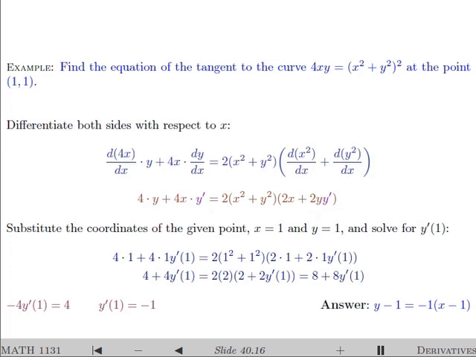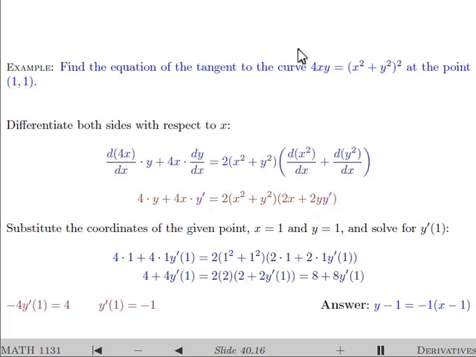I will use this example, which we did last time, to illustrate a special case of the implicit function theorem, which is what we need in the one variable case to figure out what implicit differentiation really does. So in this example, we had an equation 4xy equals (x squared plus y squared) squared, and we found its derivative, the derivative of y with respect to x, when x is 1 and y is 1. And that led us to the tangent to this curve at the point (1, 1).